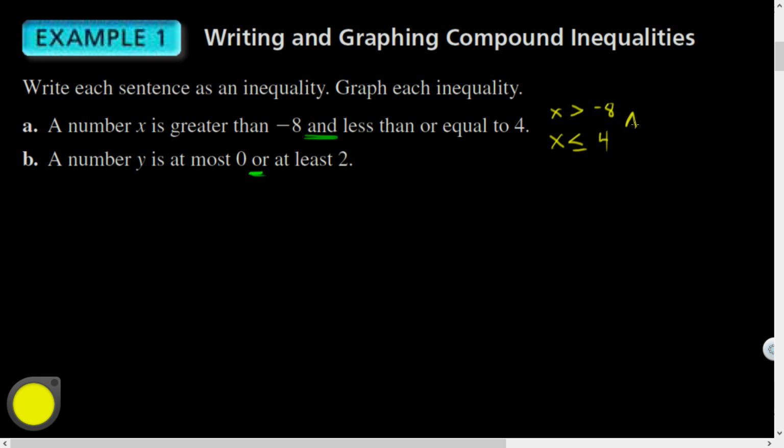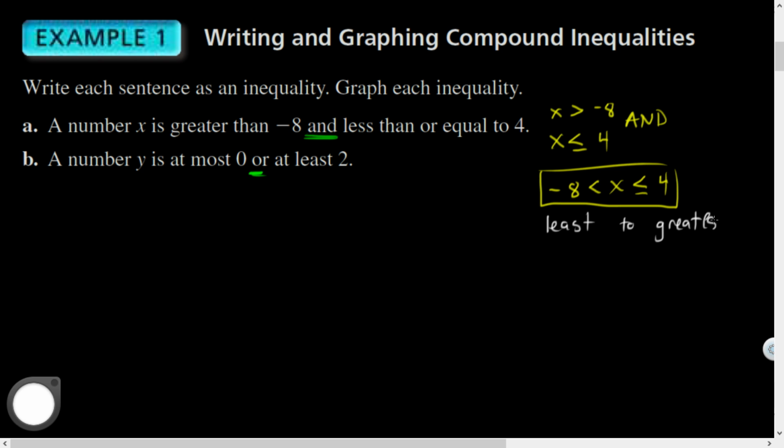Now with an "and" operator in between those, I'm going to write this like so. Ready? Watch this. I'm going to write this as -8, from least to greatest. -8 is smaller than x, right? Is that true? If x is bigger than -8, that means -8 is smaller than x. And x is less than or equal to 4. So when I write an "and" compound inequality, I write it from least to greatest.